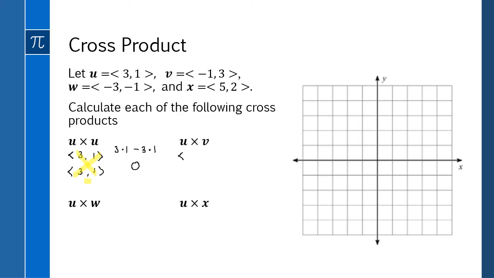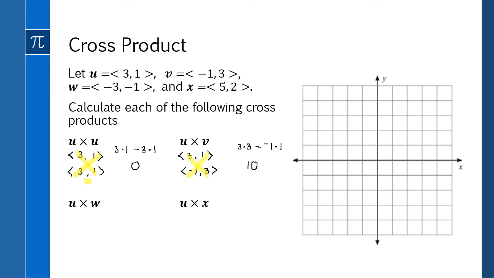In this case we have 3, 1 and negative 1, 3. If we cross product those, we are doing 3 times 3 minus negative 1 times 1. So that's 9 plus 1, or 10. And now don't forget that this is not just a scalar 10. The result of a cross product is a vector.